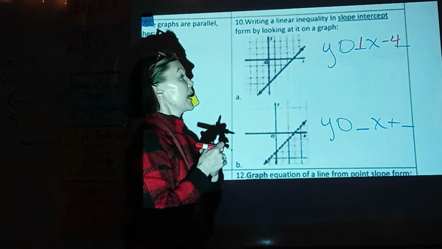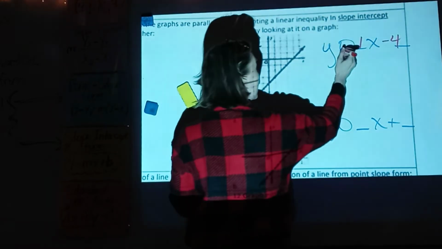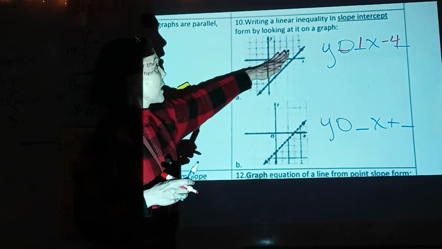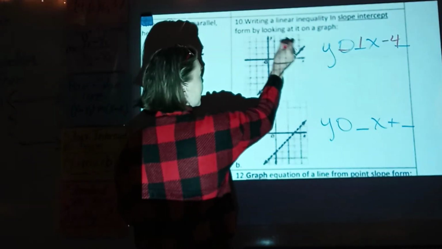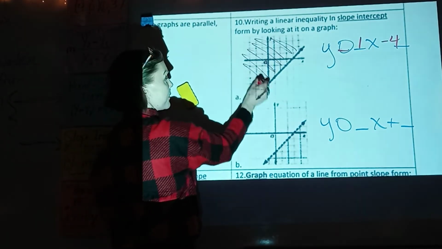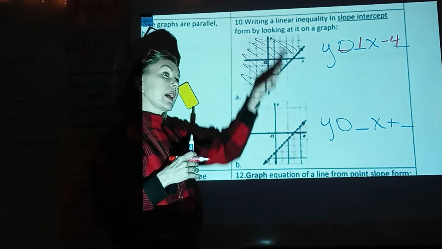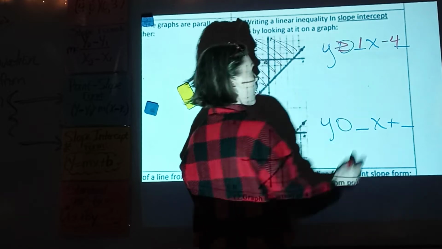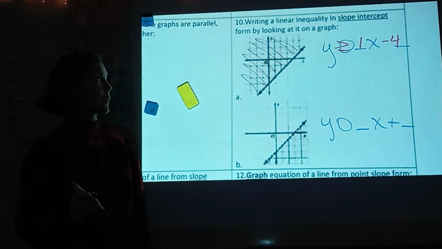Now, is this a solid or dotted line? It's solid. So you have to put the equal to line underneath it. And then the shading is happening above the line. I know it's kind of difficult to see in the video, but the shading is happening up here above the line. So since the shading is above the line, would we say greater than or less than? We would say greater than. So that is your linear inequality in slope-intercept form.